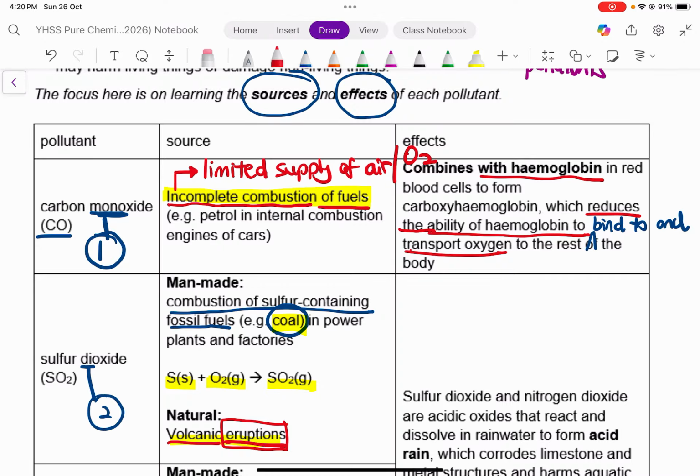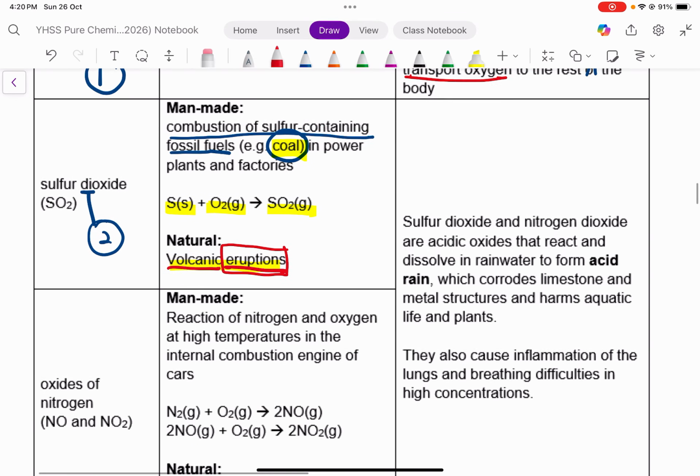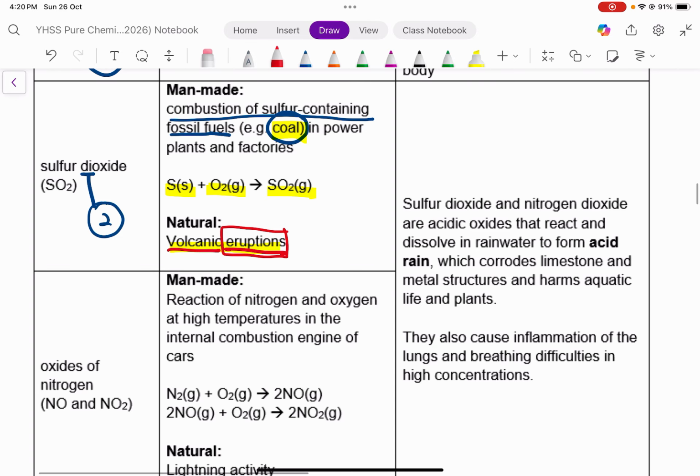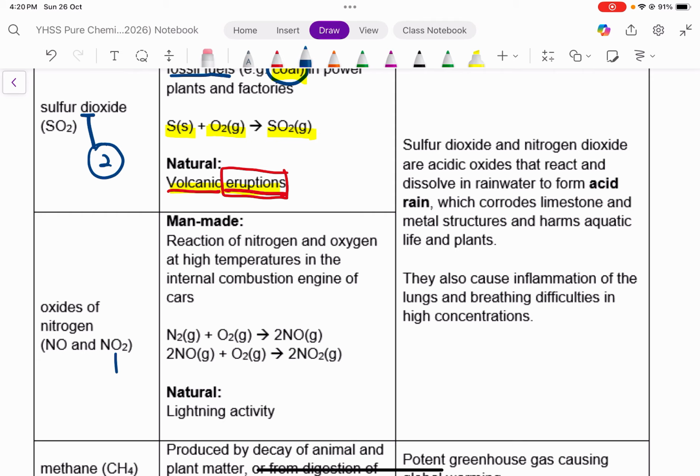Okay? Now, before we go on to the effects of SO2, let's move on to the next pollutant, which is oxides of nitrogen. Now, there are two oxides of nitrogen that we need to know, NO and NO2. Okay, now they have common names. NO2 is called nitrogen dioxide because there's two oxygens, so NO2. NO is called nitrogen monoxide, but the common name actually is nitrous oxide. So nitrous oxide is NO, nitrogen dioxide is NO2.